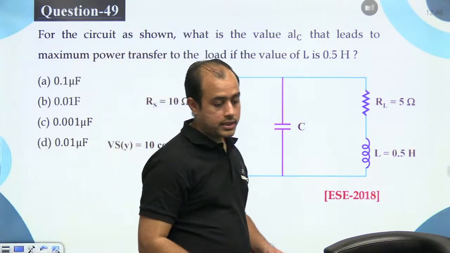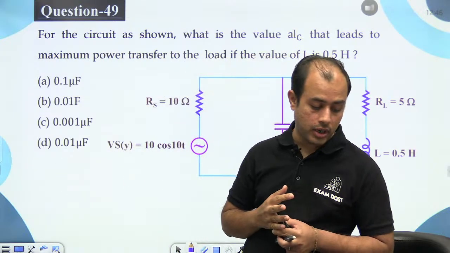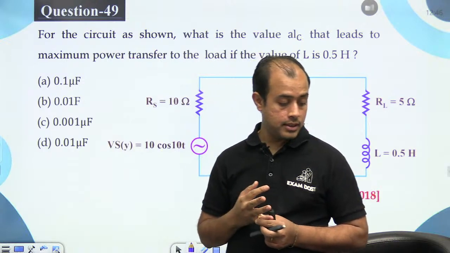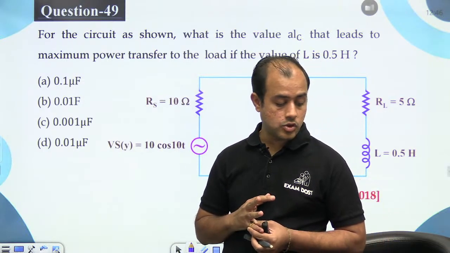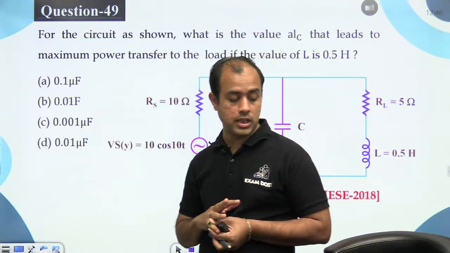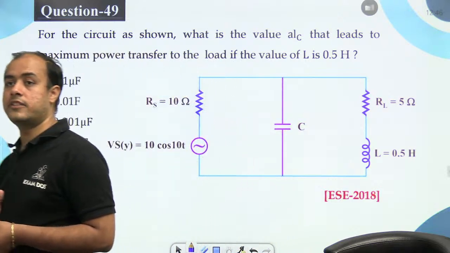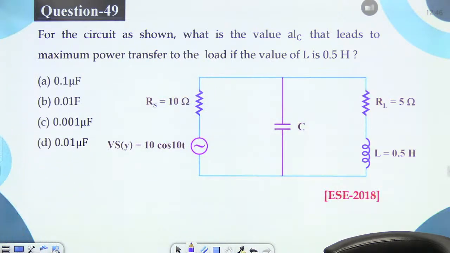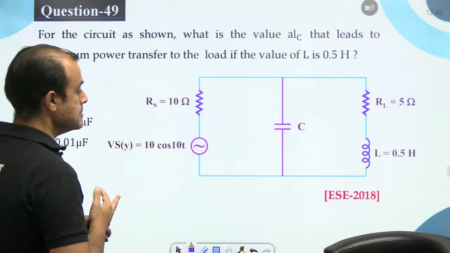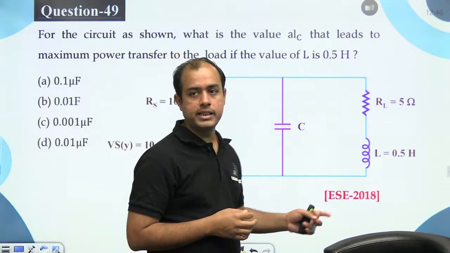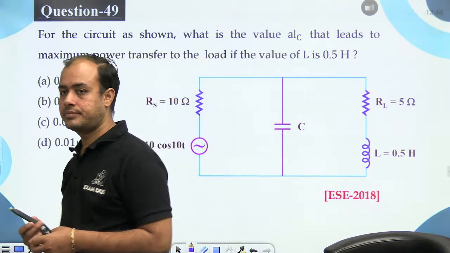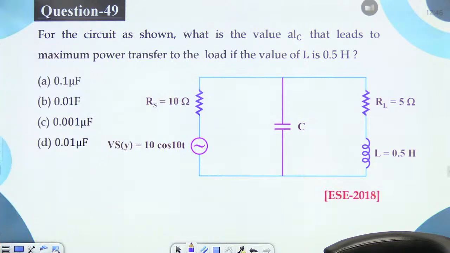Next, for the circuit shown in the figure, what is the value of C that leads to maximum power transfer to the load if L is 0.5 Henry? C का क्या वैल्यू होगा for which the power is maximum? ESE 2018. What is the value of C for which power is maximum?